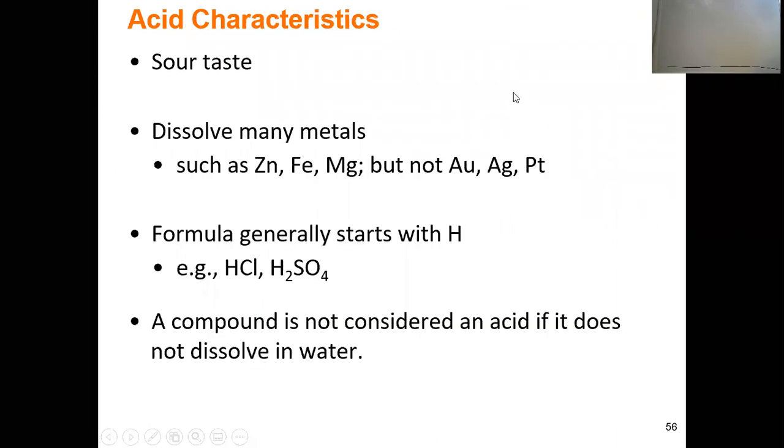Okay, so here are some typical characteristics of acids. You should know these, and I think a lot of them would make sense to you at this point. Acids generally have a sour taste. That's why even if you're eating some Sour Patch Kids or something like that, if you were going to test the pH of those, you'd find that they're pretty acidic as far as food goes. Acids can dissolve metals. Acid formulas start with an H out front. And we're not going to consider something an acid if it can't dissolve in water.